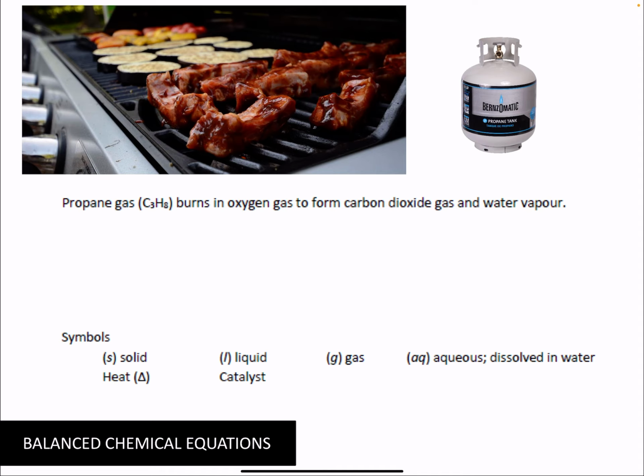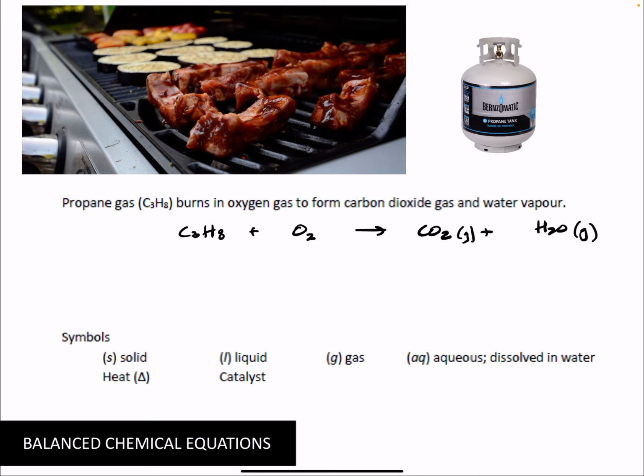All right, so propane gas, C3H8, burns in oxygen. Just means it sees oxygen. Remember, O2 is elemental, or a diatomic, and it makes carbon dioxide gas, it tells me, plus water vapor. Vapor means gas. All right, I've included everything there. Now we have to balance it.